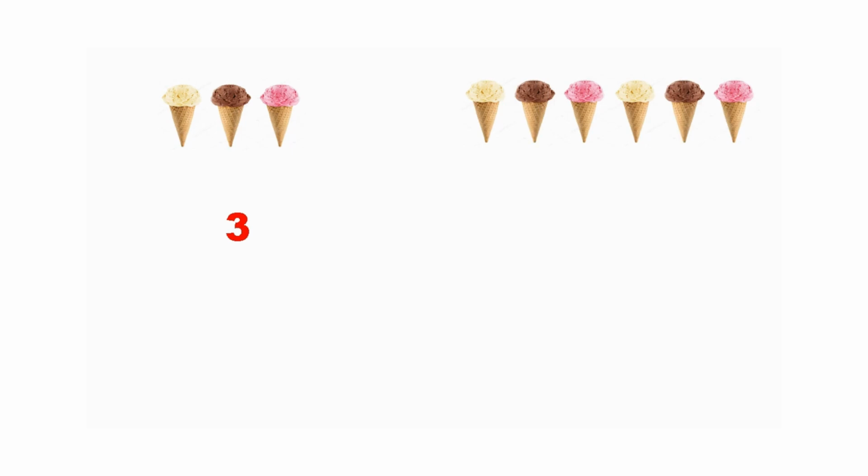Here we have 3 ice creams and on the other side 6 ice creams. 3 and 6. Which is more? 3 or 6? So we can say that 6 ice creams are more and 3 ice creams are less. And we know that 3 is a smaller number and 6 is a greater number.